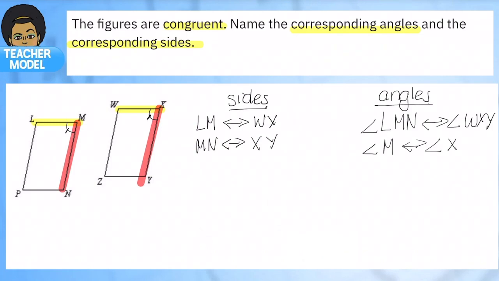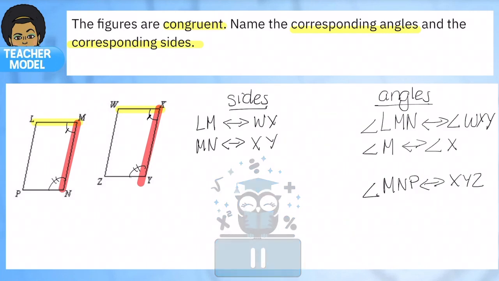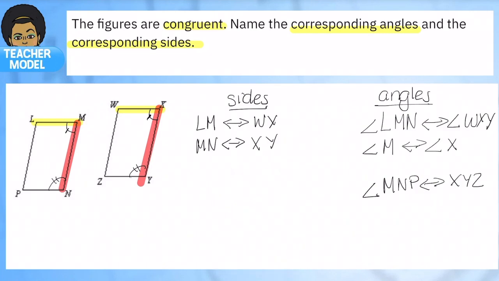Okay, and let's just pick another type of angle. I'm going to pick this one down here, just so we have another corresponding angle. MNP corresponds with XYZ. All right, so hit pause so you can jot this one down in your notes. And again, you might have more additional answers here.